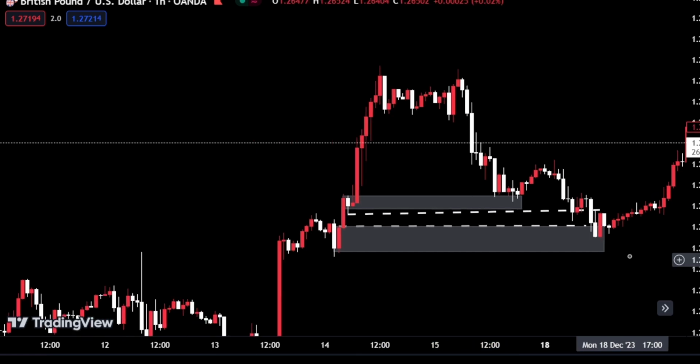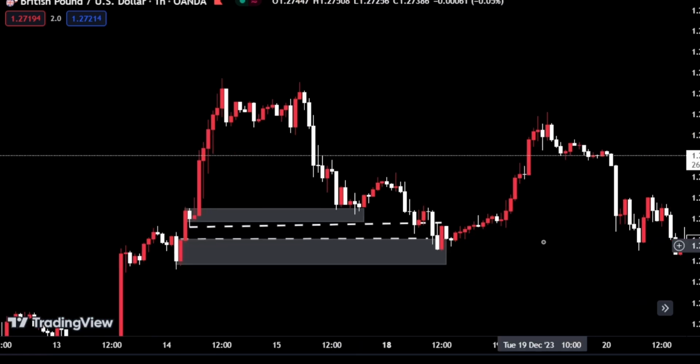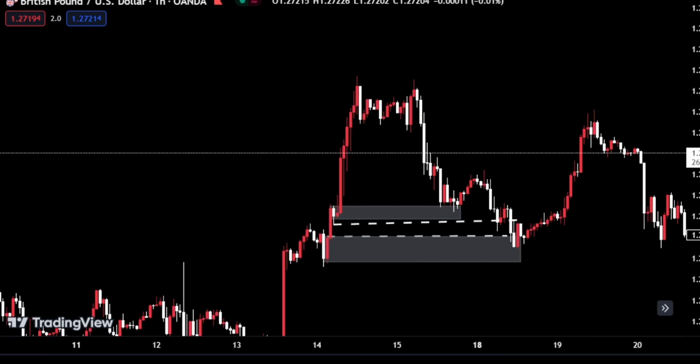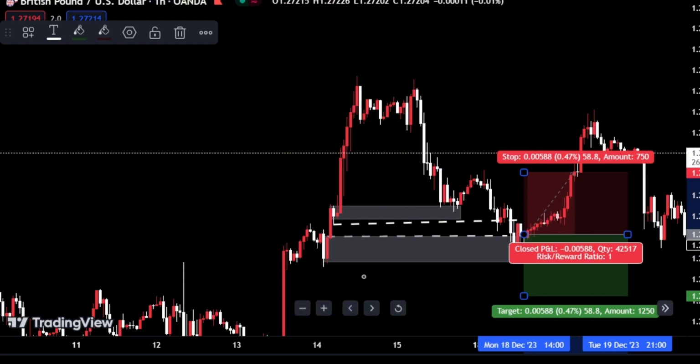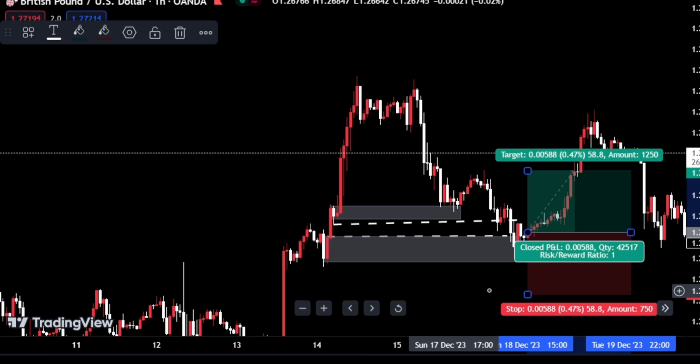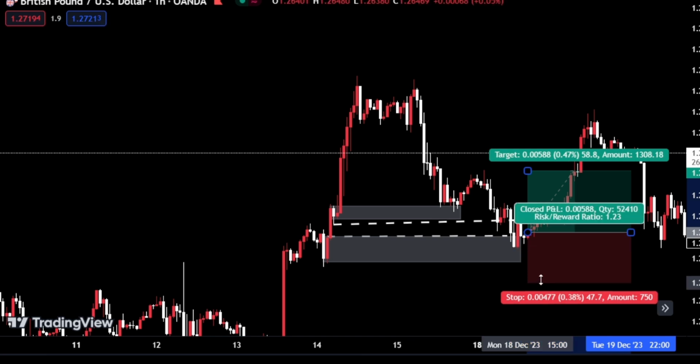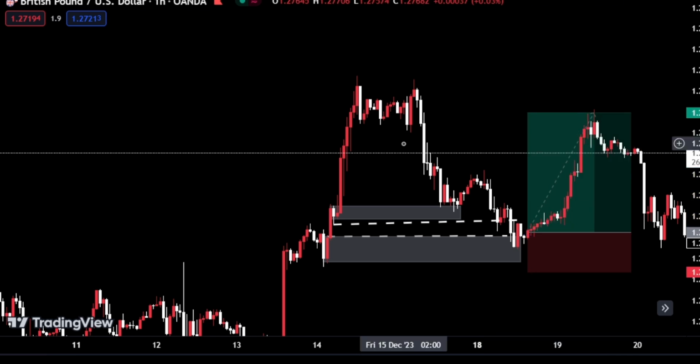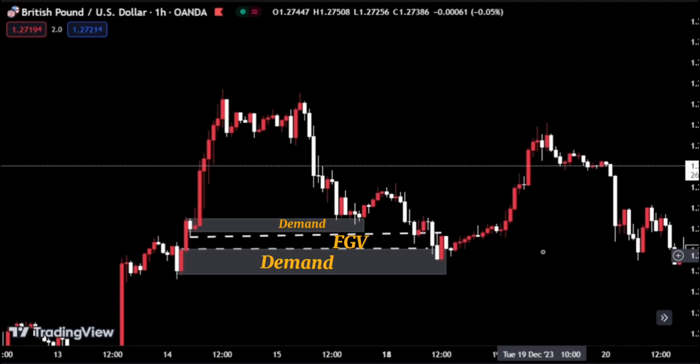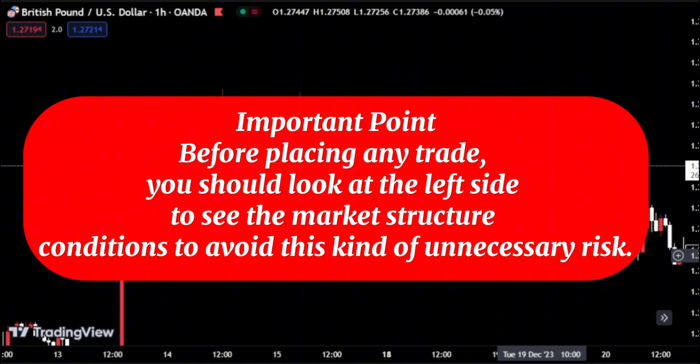And then from here, you see the market went all the way, and that could have given you probably like a 1:3 risk to reward ratio. Stop loss just right here, and then you aim for a 1:3. So guys, before placing any trade, you have to note this important point: you have to know the conditions of the market.